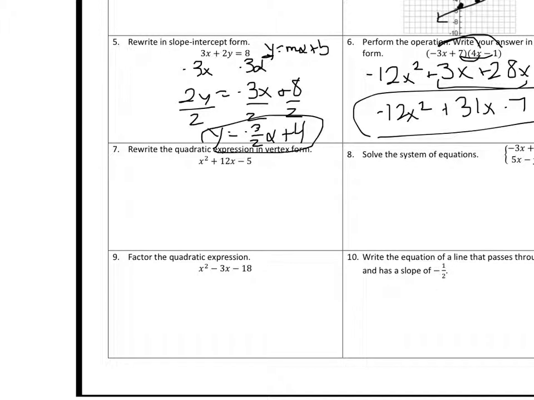Okay, rewrite the quadratic expression in vertex form. I need to complete the square for this, so here are our steps. x squared plus 12x plus blank. Then I'm going to write the constant again plus another blank. Now I need to figure out what goes in the blank.